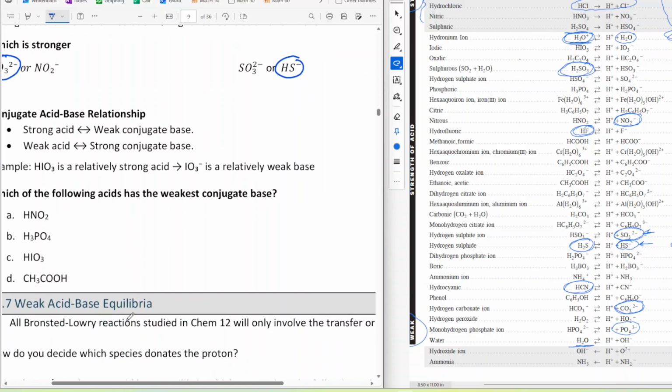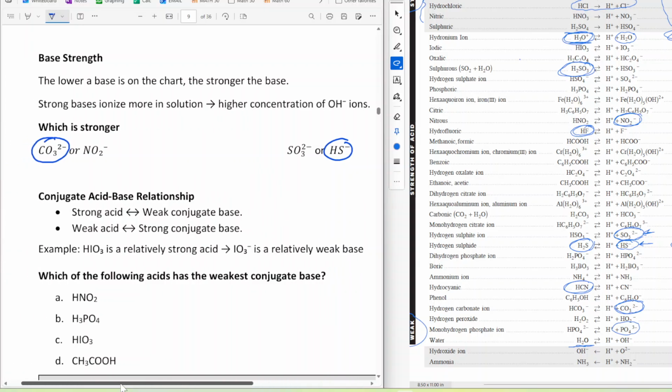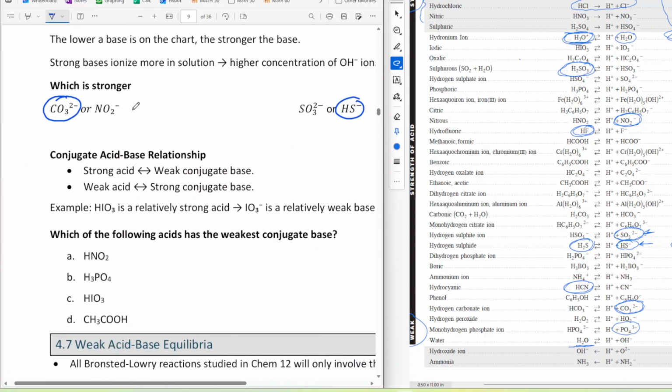Now, one last thing I think before we finish this lesson is just the relationship between conjugate acids and bases. The stronger the acid is, the weaker its conjugate base. So as you go up in strength of acids, you're going down in strength in base, and then vice versa. So if I asked you which of the following acids has the weakest conjugate base, you are looking for the strongest acid, which will have the weakest conjugate base.